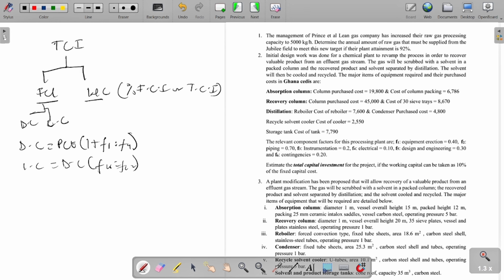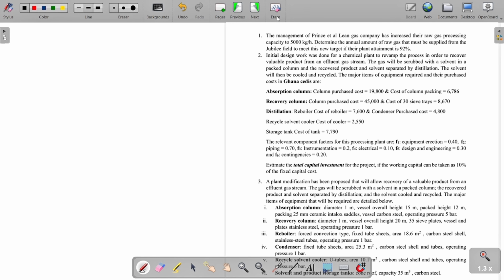Then based on this question, we can use a graph, right? There's a graph that we use to estimate. If you have an absorption column, the way to evaluate is purchase cost, right? And we have a way to also estimate the cost of the packings. If we have a recovery column, it's the same thing, but that one we use a sieve.